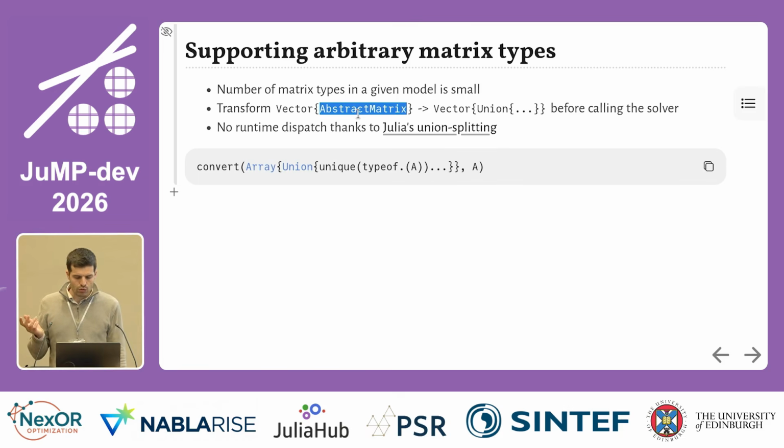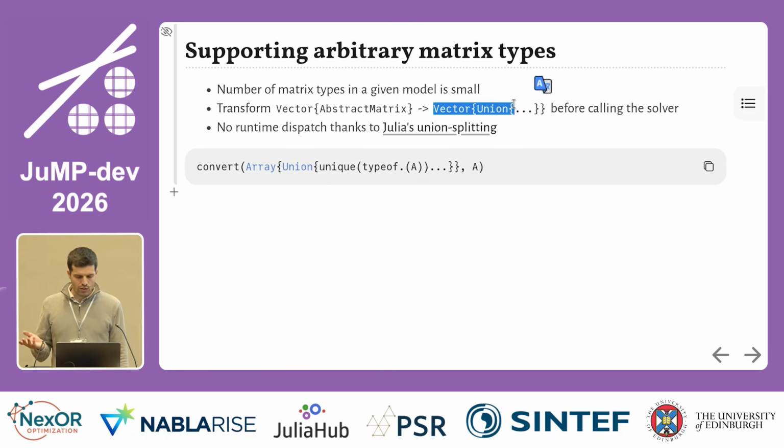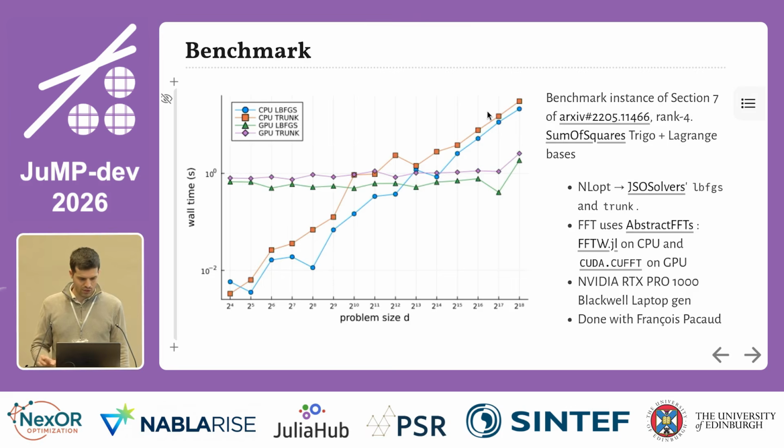The only thing we need to know is that when the user has finished giving the problem, before we call the solver, we make this concrete. We look at the list of all the types of matrices that we have, we take a union, and then we convert, so that in the callbacks, what we see is a vector whose element type is a small union, and Julia has handled this efficiently for many years, so that's efficient.